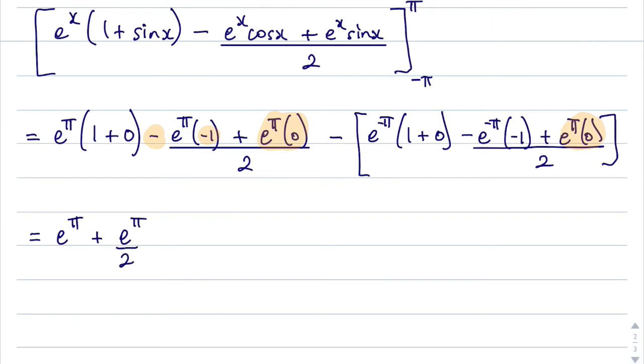And then we've got minus. Okay, so in the brackets here, we've got e to the negative pi multiplied by the 1. That's e to the minus pi. And then we've got e to the minus pi here times the -1, and we've got this negative here, which makes a positive. And then we've got this negative, so we've got minus e to the minus pi. And that's over 2.